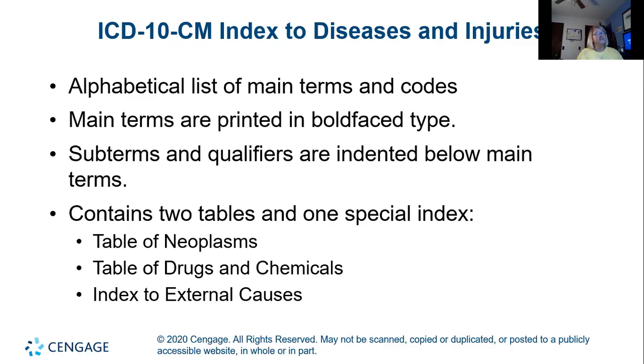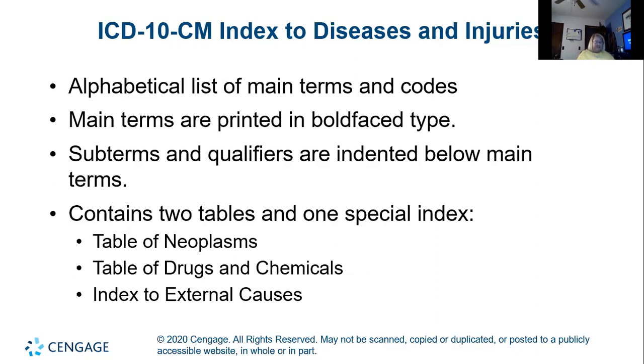There are some tables in this book. There's the neoplasm table. If you go to the end of the alpha section to the Z's, you will get right into the neoplasm table. And in my book it's page 331. Okay, that's where the neoplasm table, 330, 331, starts. Then after that is the drug and chemical table. That one starts on page 349, I do believe.